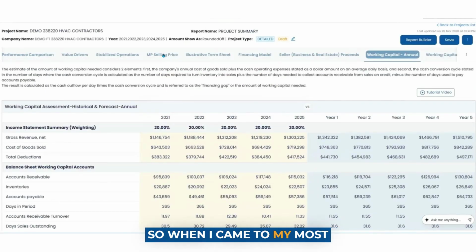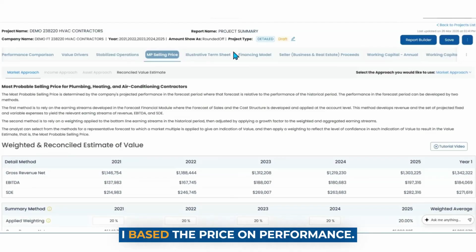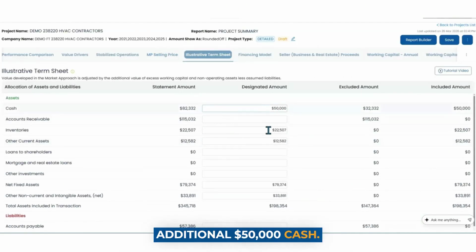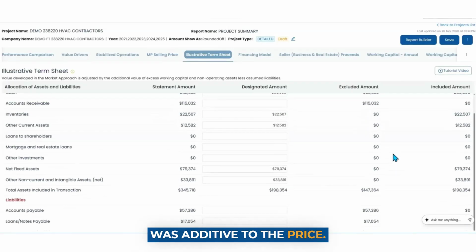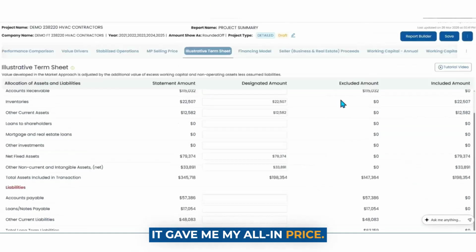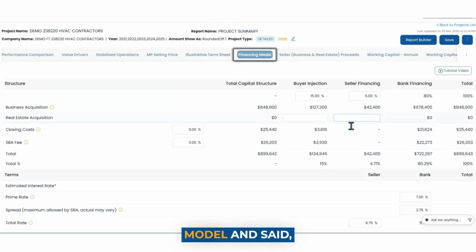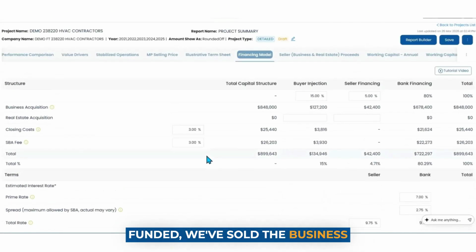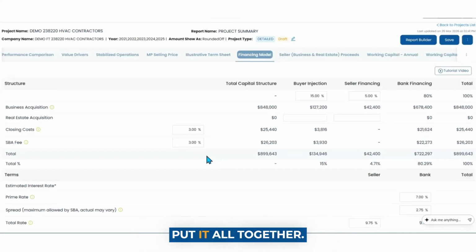So when I came to my most probable selling price, I based the price on performance. I looked at the additional $50,000 cash. I'd considered that my $22,000 was additive to the price. It gave me my all-in price. I went to my financing model and said, I still have sufficient debt service coverage. And now we've not only funded, we've sold the business at a fair price, but we've also provided working capital for the buyer to operate through his cash conversion cycle. So that's how we would put it all together.